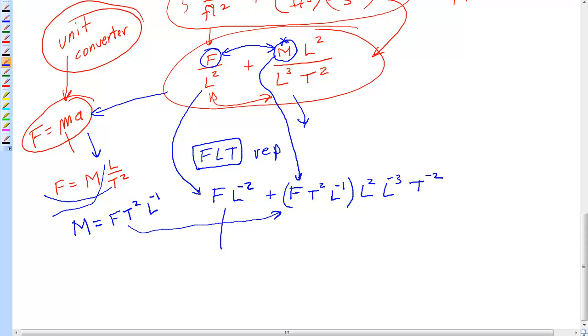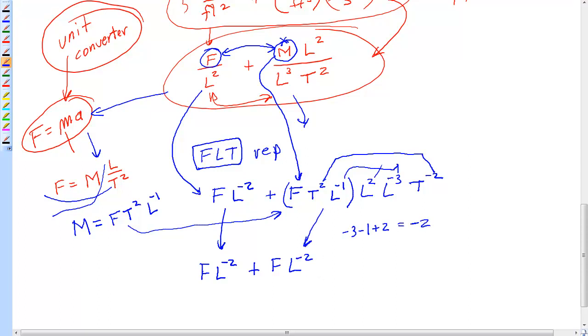Now this one's easy enough. This is just F L minus 2, but now I need to cancel some things out here. For F, I see a 2 here and a minus 2. They cancel. I see a 3 and a 1 and then a 2. So this becomes, essentially, minus 3 minus 1 plus 2, which is equal to nothing more than minus 2. So as you can see, this term basically becomes the same exact units as that. This is the FLT representation.